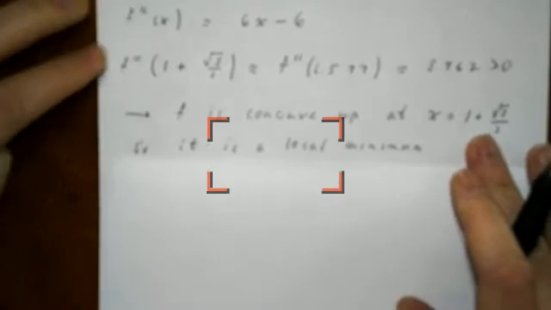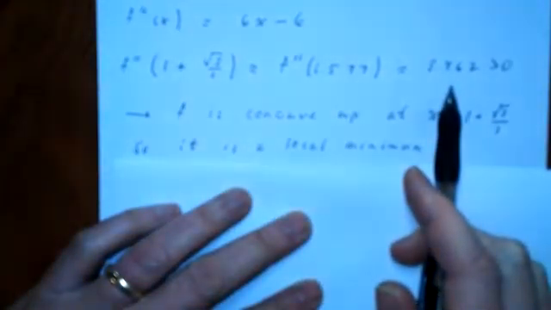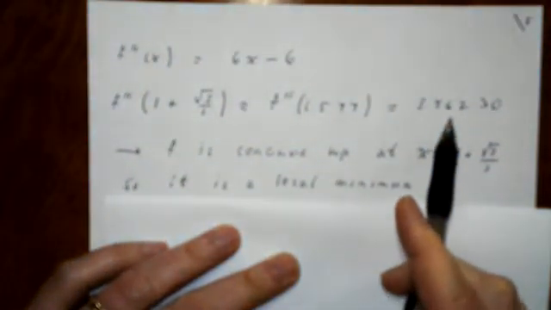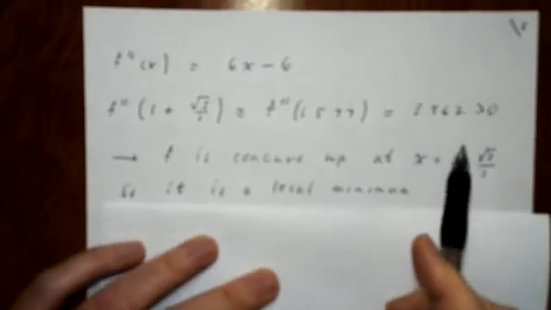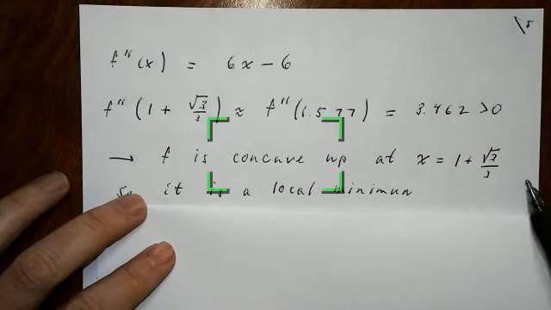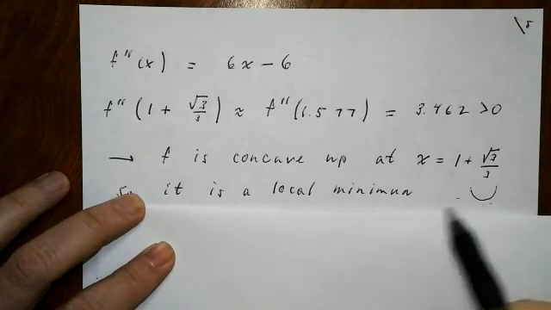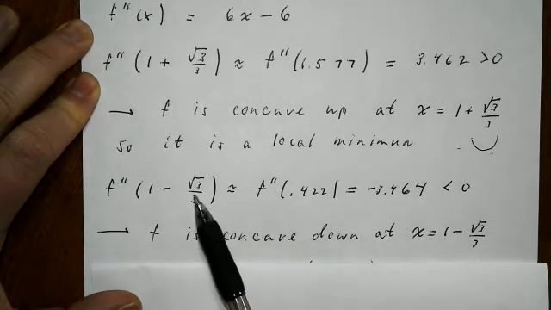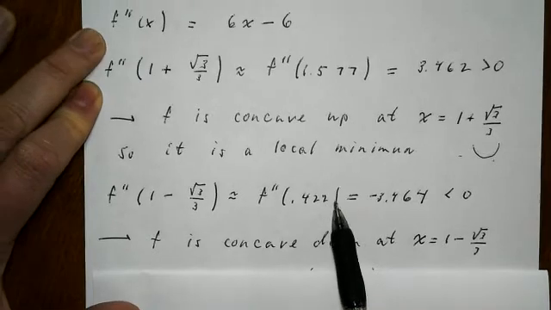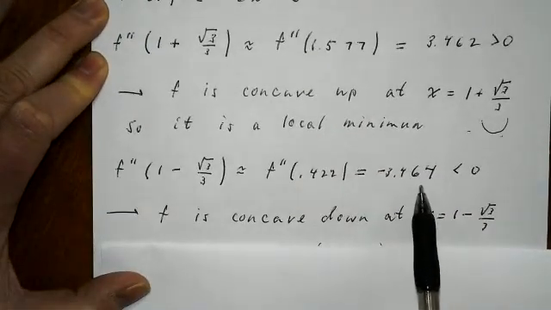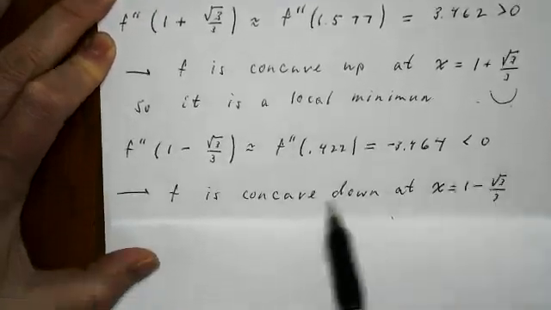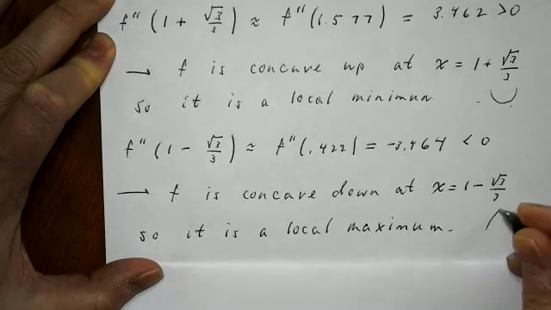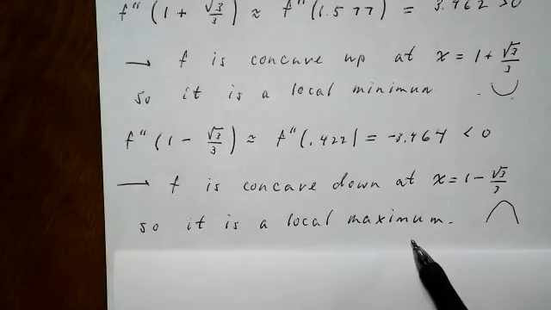Since this 3.462 is positive, we know that the function is concave up at this critical point. Because the function is concave up, that critical point has to be a local minimum. Now let's take a look at the other critical point. The other critical point was at 1 minus root 3 over 3, which is about 0.422. If I plug that into the second derivative, I get about minus 3.464, which is less than 0. That tells me that at that critical point, the function is concave down, which means the function has to have a local maximum there.